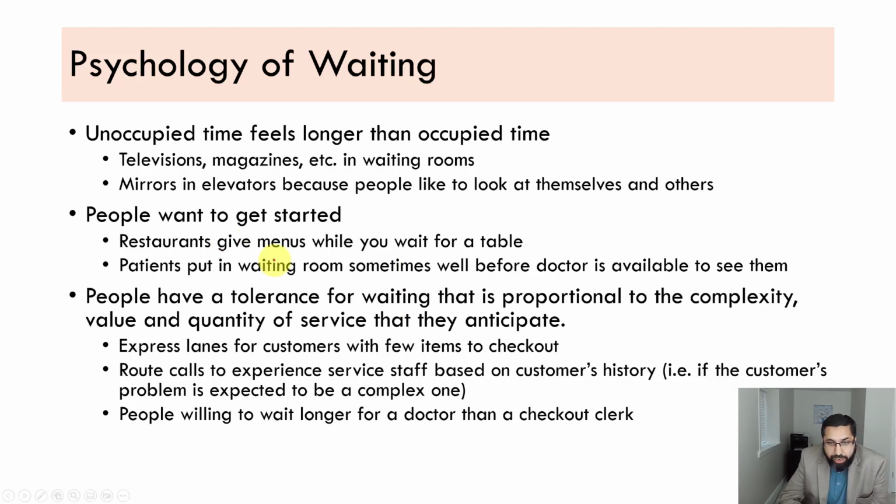People have a tolerance for waiting that is proportional to the complexity, value, and quantity of the service they anticipate. So if you only bought one bottle of milk and you're standing in a queue at Kroger with people in front of you with carts stacked up with stuff, you're gonna feel horrible. I just have this one milk bottle, let me get out of here, right? But if you bought a lot of stuff, you're more willing to wait in the queue.